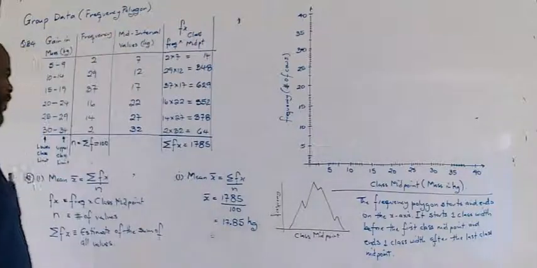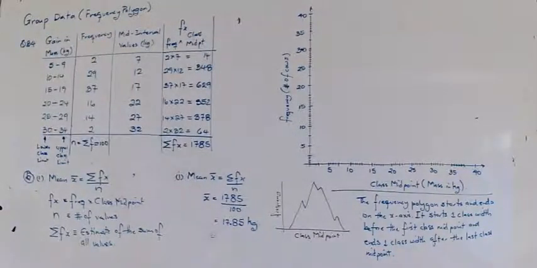Alright, so that's something that you should know, and I'll show it to you in action, that the frequency polygon starts and ends on the x-axis. It starts one class width before the first class midpoint and ends one class width after the last class midpoint. I will show you that in action.